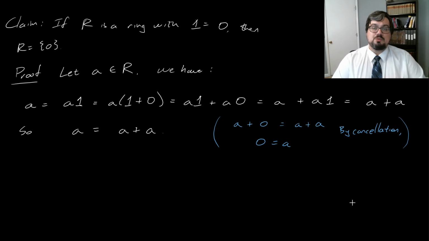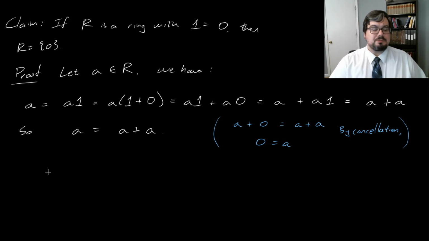Now, cancellation was a property that we talked about for groups, which said that if you have ab equals ac, then b has to equal c if all your elements come from a group. And since the ring is a group under addition, that means that when you're just looking at things involving addition, it behaves exactly the way an abelian group does. So in particular, it satisfies the cancellation property.